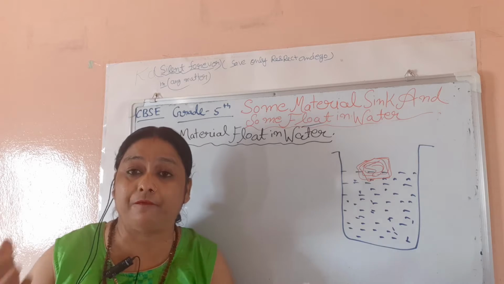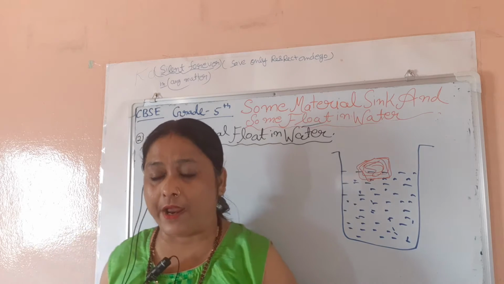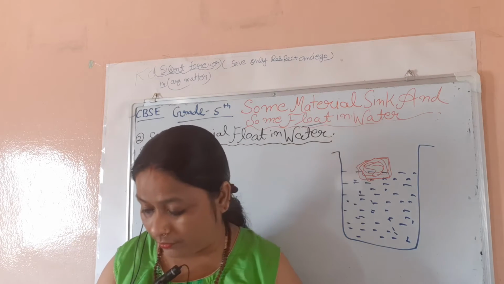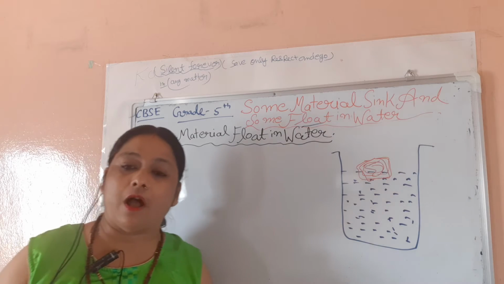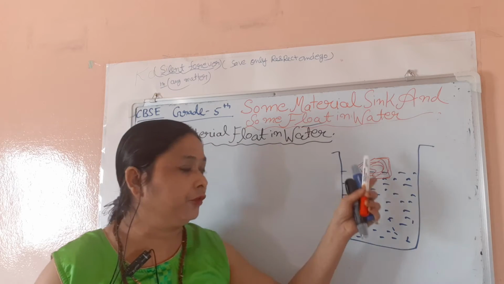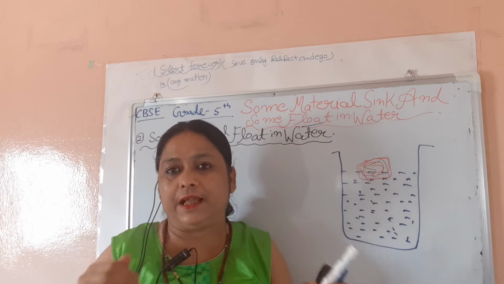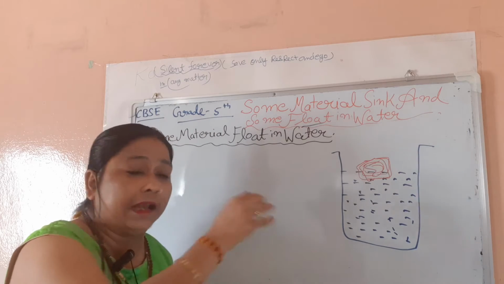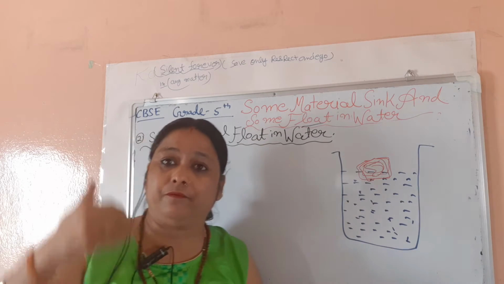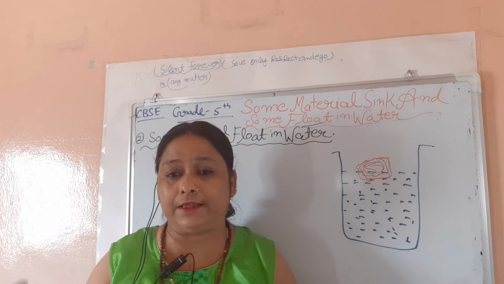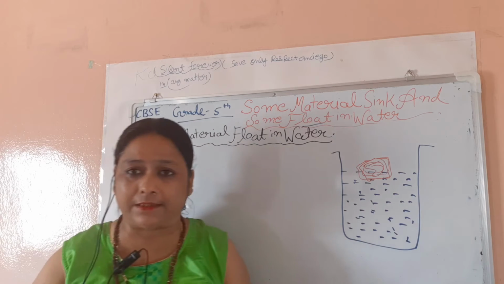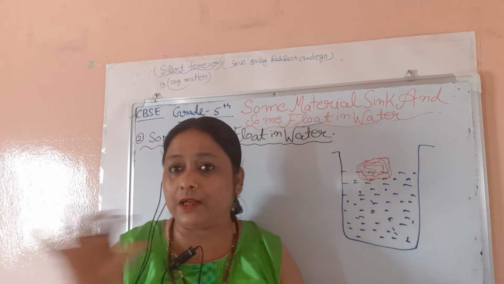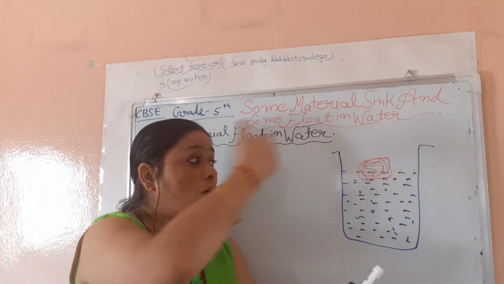Some examples of things lighter than water are plastic, ice, oil, kerosene oil and wood. They are lighter than water because they do not sink in water, like ice, oil, kerosene, plastic and a piece of wood. They float in water.